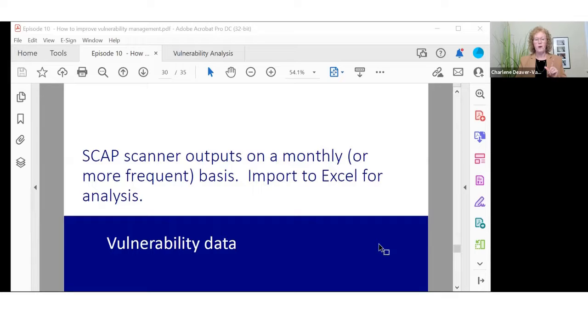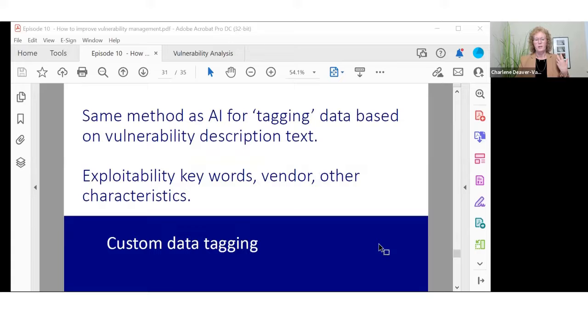So we talked a little bit about the SCAP scanners. Most organizations do this monthly, and it depends what you have in your organization, when the patches come out, and when you decide to do it. Then you're going to import that data into Excel. The same method that we use for the tagging is the same sort of method that AI uses, except this isn't big AI, this is little AI, this is Excel.